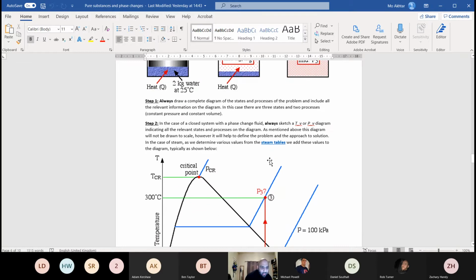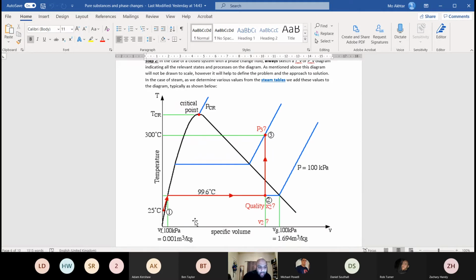In the case of a closed system with a phase change fluid, always sketch a T-V or a P-V diagram indicating all the relevant states and processes of the diagram. As I mentioned above, this diagram will not be drawn to scale. Now, these diagrams are not endeavored to scale, because what happens is it's actually done according to what we call, what's it called now? I'm sorry.